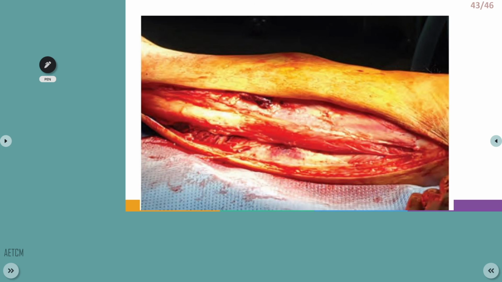So that is all about compartment syndrome. We have already discussed burns also. So burns and compartment syndrome. Okay, thank you.